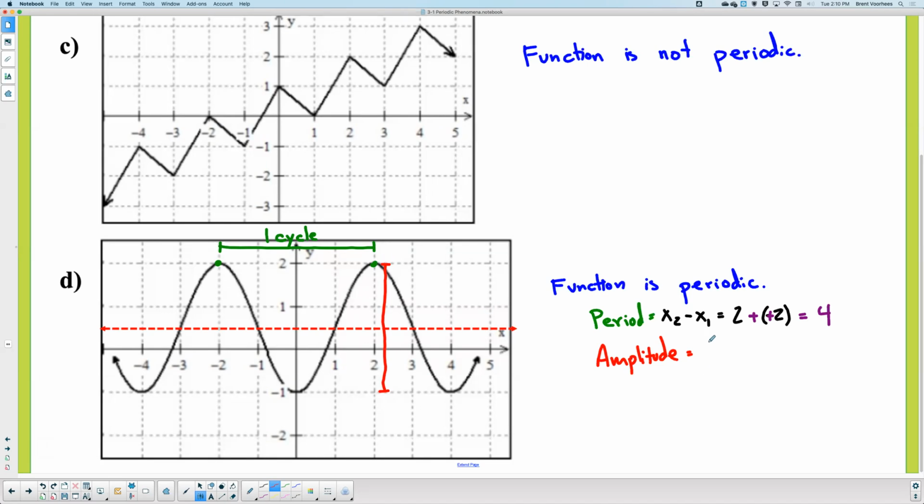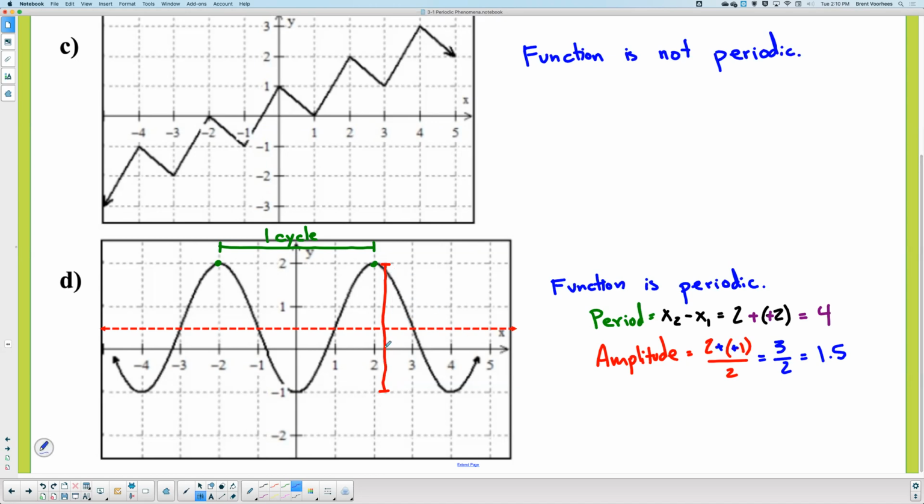So we could say it's 2 minus, what's the minimum? -1. 2 minus -1, and then we'll divide that by 2. What happens when you subtract a negative? You add. What's 2 plus 1? 3. So it's 3/2. We could leave it as 3/2 or 1.5. That's the amplitude here.